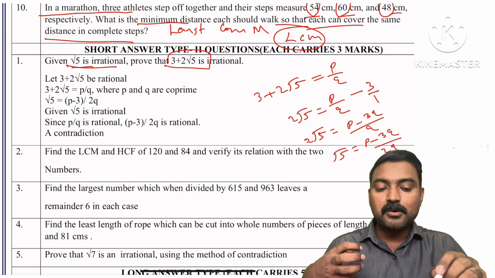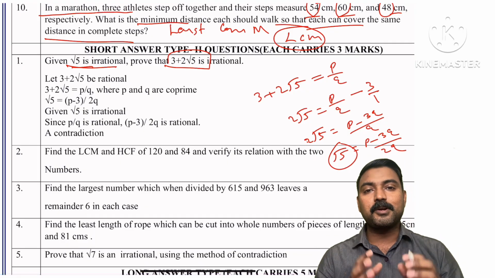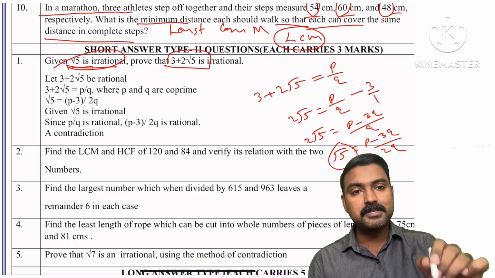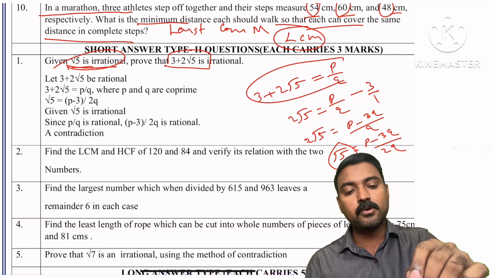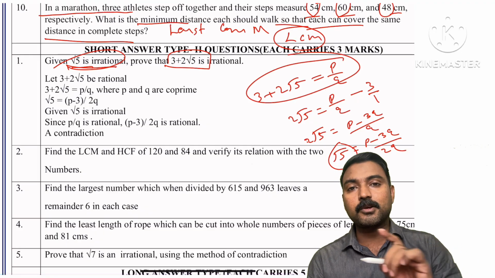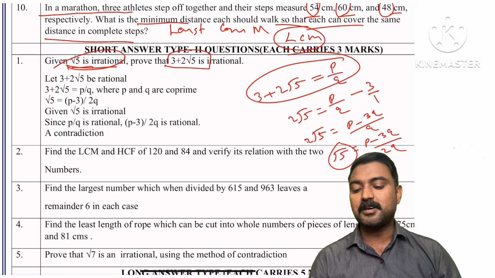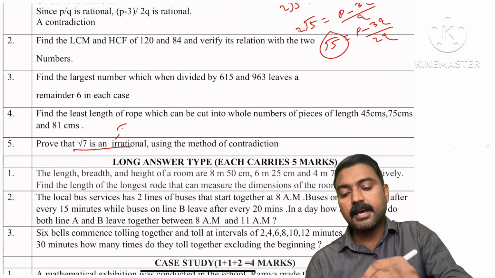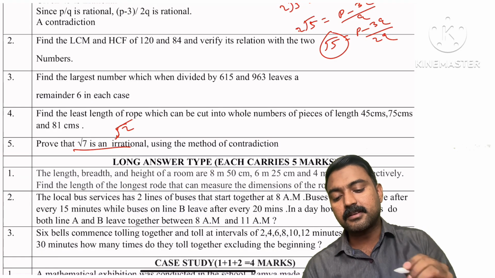So root 5 we got in the form of p by q, but we know that in the question it is given that root 5 is irrational. So a contradiction came, one mistake came, so we can tell that our assumption is wrong. This is not a rational number. Not a rational number means it's an irrational number. So these are the important questions. Then prove that root 7 is irrational, as it is for root 2 is irrational. The same method we can use.